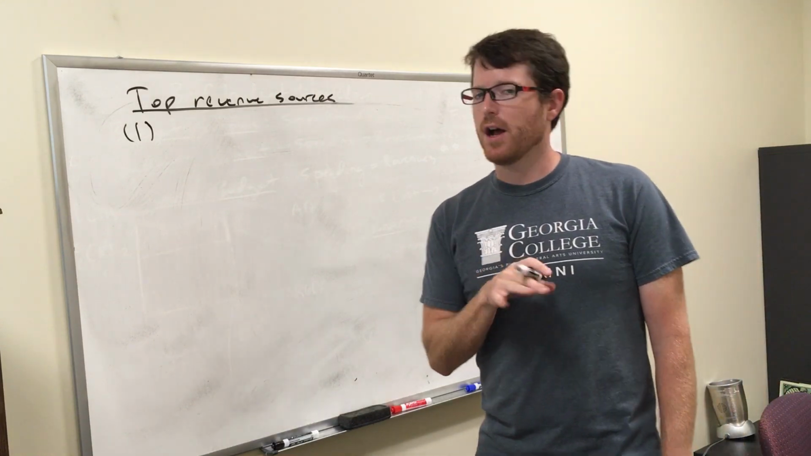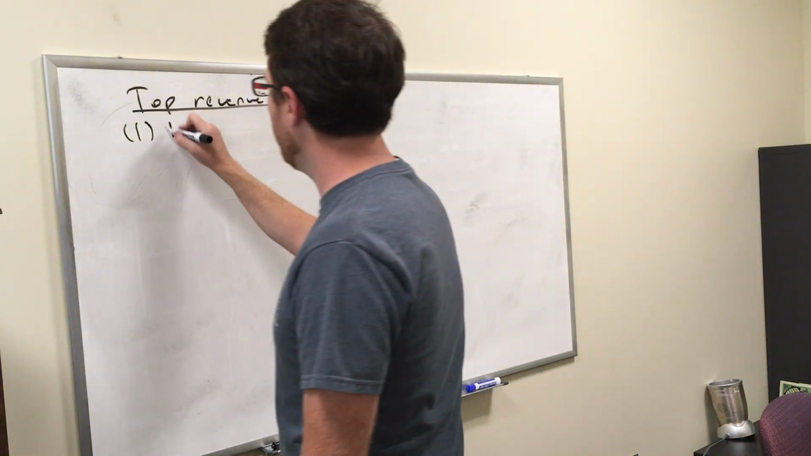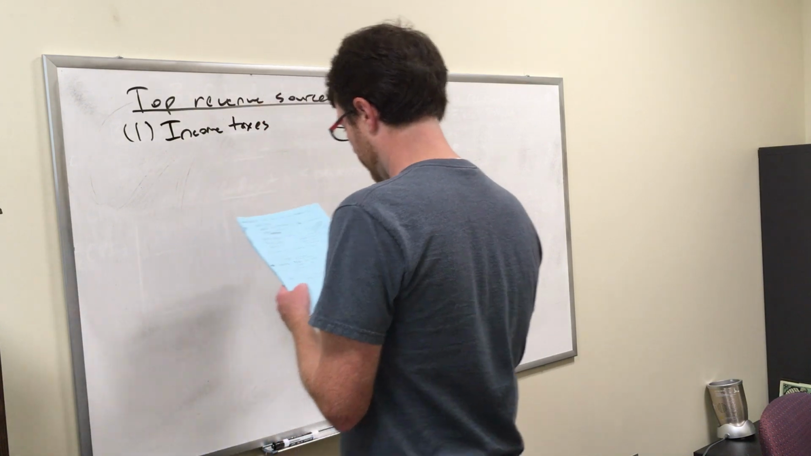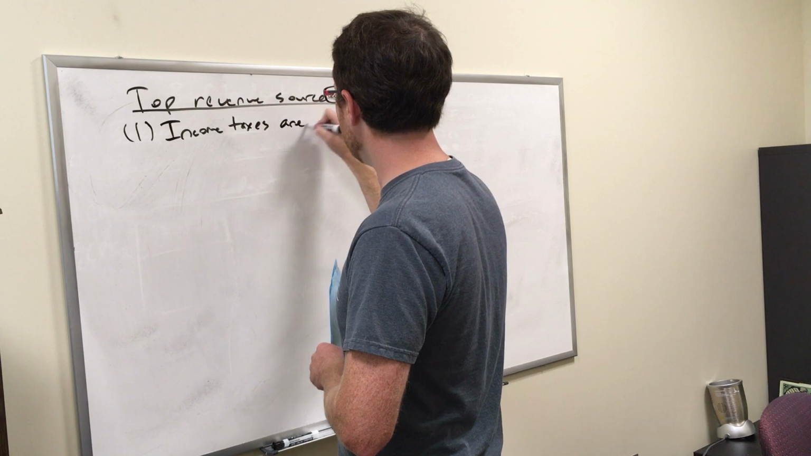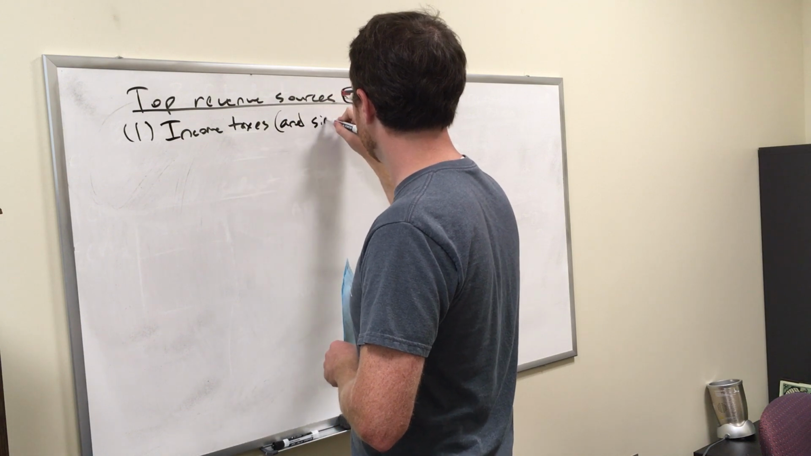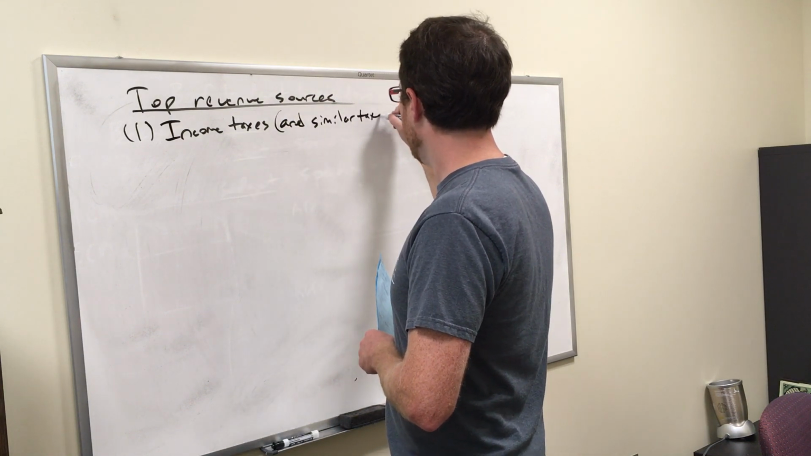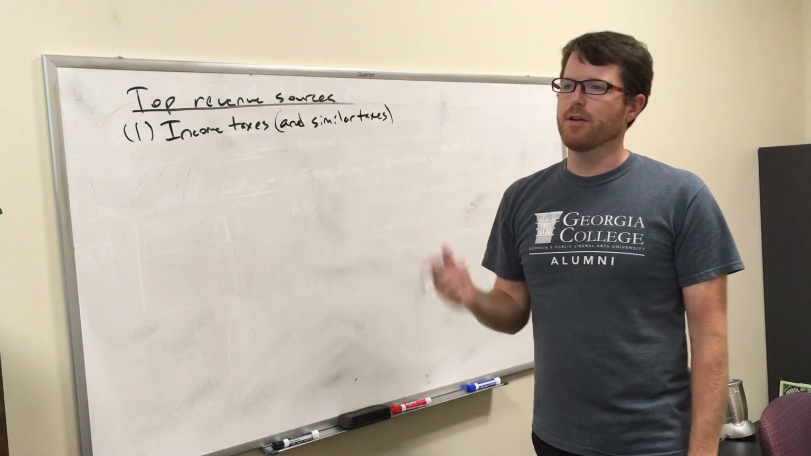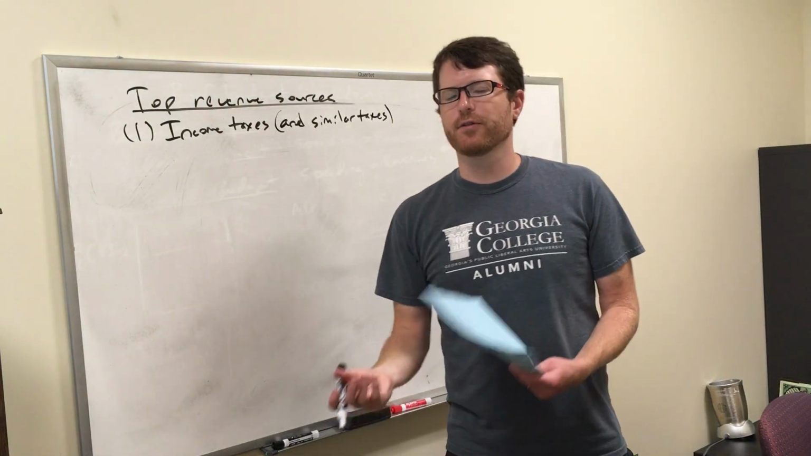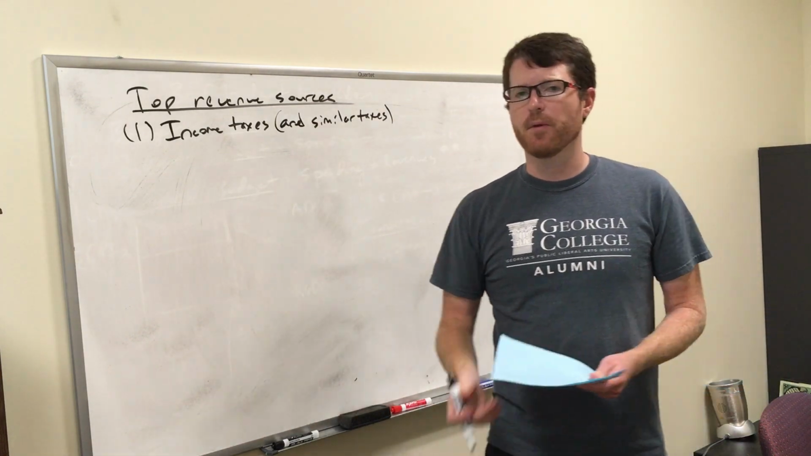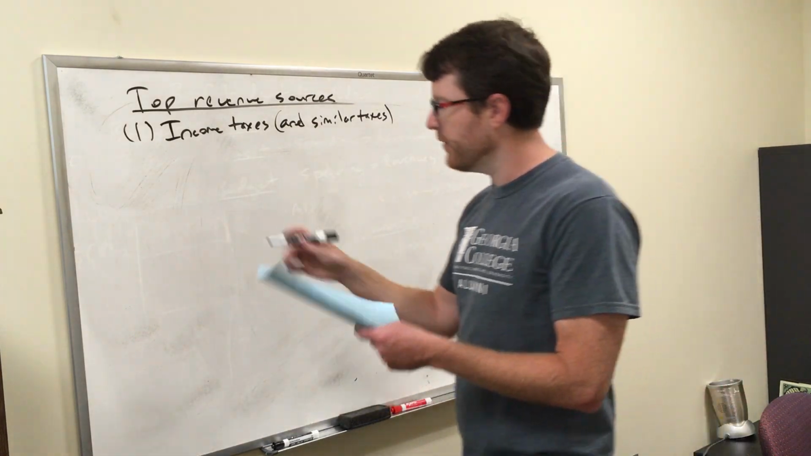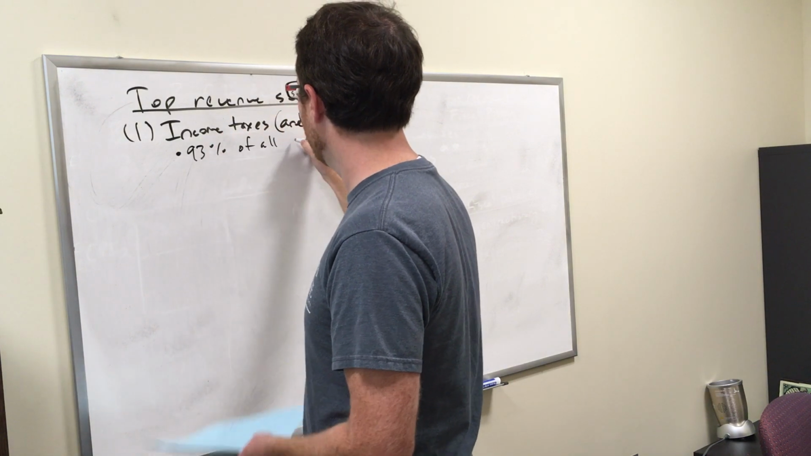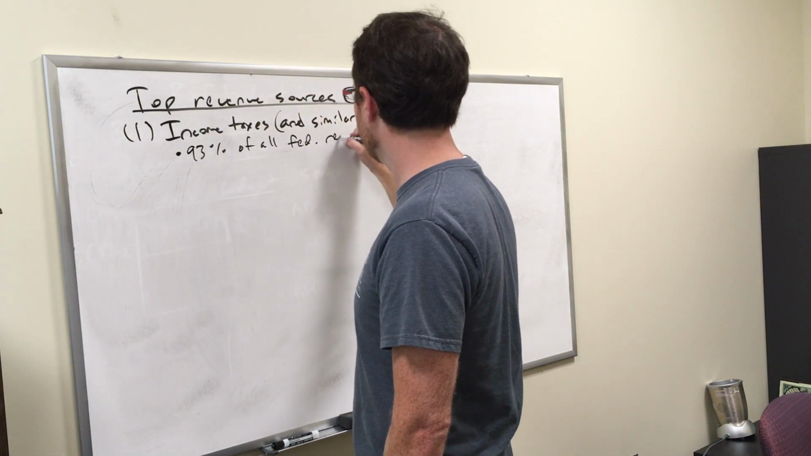By far, it's not close. By far, it's income taxes. Income taxes, and I'm putting it in parentheses here, and similar taxes. So there's personal income taxes, and then there's corporate income taxes. I'm just lumping them all together. The income taxes make up about 93% of all federal revenues.